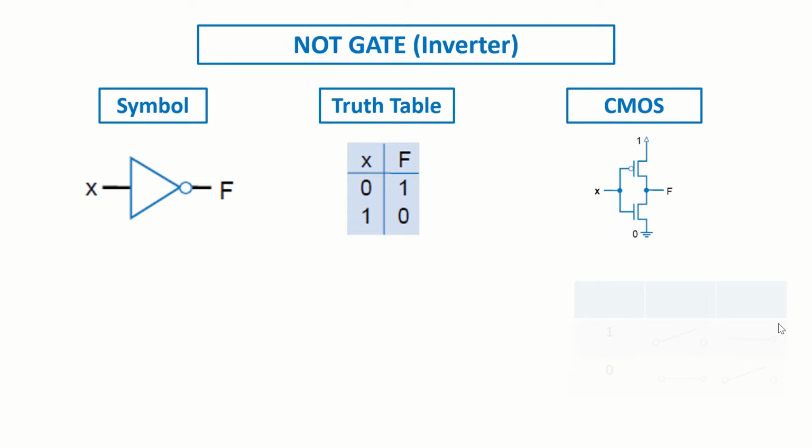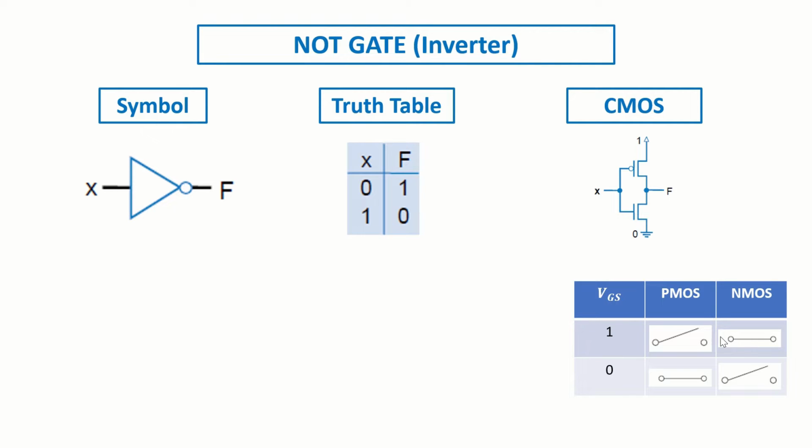Now let's see how this circuit forms a NOT gate by checking the behavior of the PMOS and NMOS as a switch. In the small table, you can see that while the gate source voltage is equal to VCC, the PMOS will behave as an open switch and the NMOS will behave as a closed switch. And in an opposite way, while the gate source voltage is equal to 0, the PMOS will behave as a closed switch and the NMOS will behave as an open switch. By this information, we will be able to explain the behavior of the logic gates.